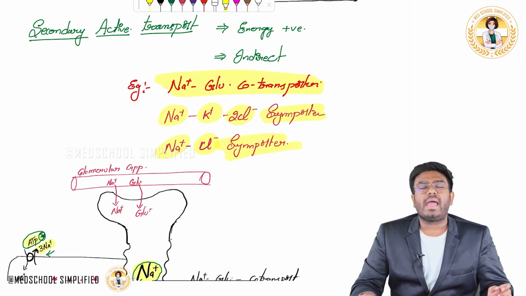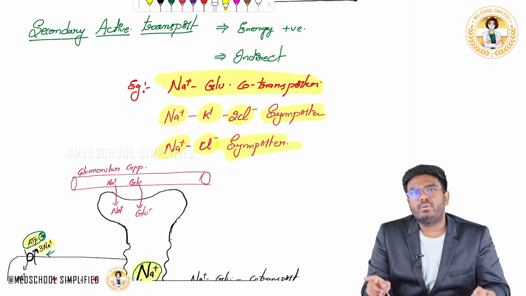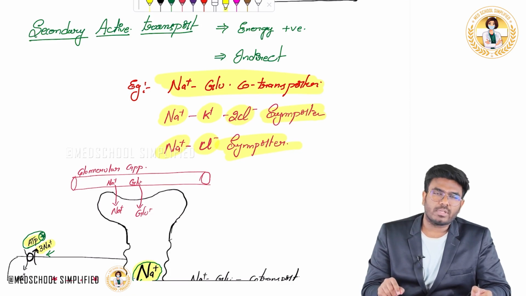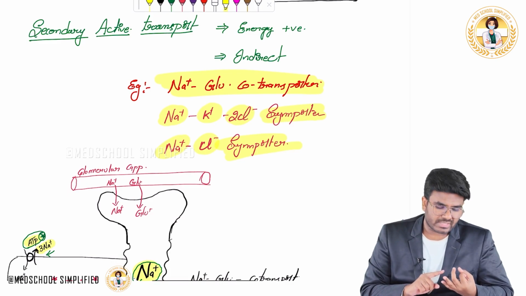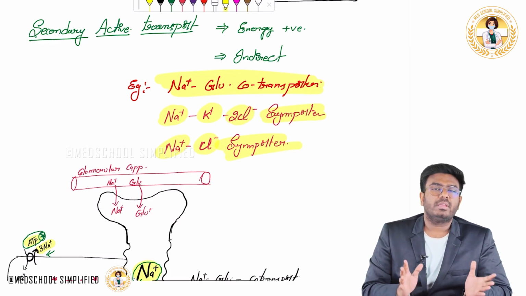So with this, active transport is completed. In the next video, we will concentrate on passive transport like simple diffusion and facilitated diffusion. Also, we will discuss vesicular transport in the next video.